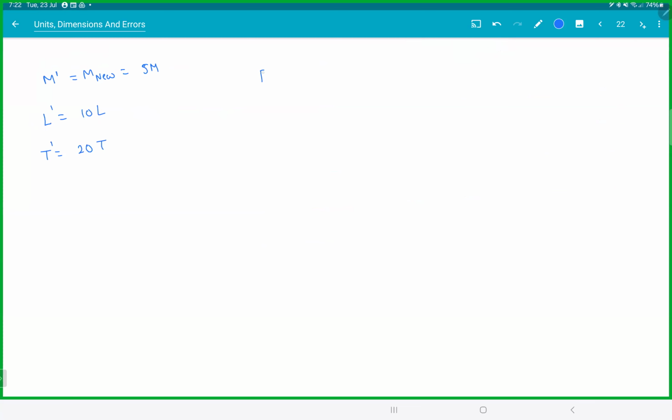So the new force, the dimensions will still remain the same. This would be M dash, L dash, T dash to the power minus 2, isn't it? MLT minus 2. But in place of M dash you have 5M now, in place of L dash you have 10L, and in place of T dash we have 20T whole squared. So that would be 50 by 400 MLT minus 2. So the new unit of force would be 1/8 of the old unit of force.